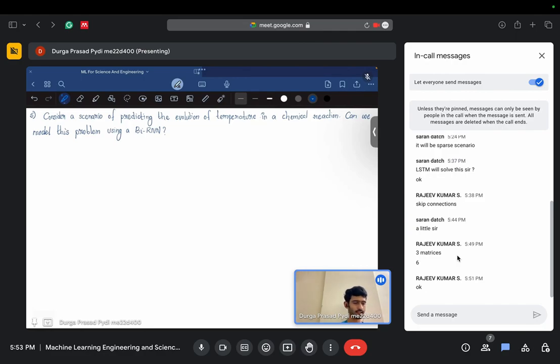Okay, let us consider another question. This is the final question for this week. Say you have a chemical reaction that is happening and you want to predict the evolution of temperature for that particular reaction, and you want to model this problem using a bidirectional RNN. Can I use it directly or not? A simple question, yes or no, and why?